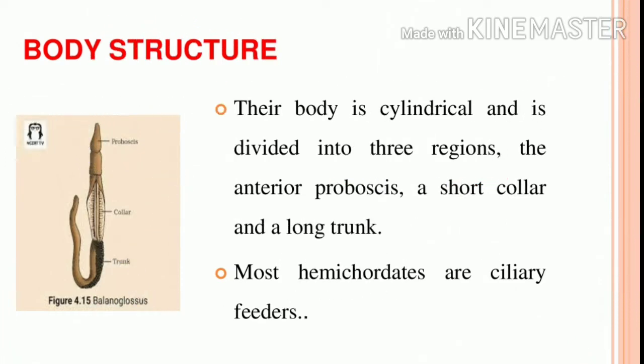Next is the body structure of the Hemichordata. See the diagram. The body is cylindrical, with three distinct regions. The upper part, the anterior part, is called the proboscis, and it has a short collar-like structure, and below, the posterior, is a long trunk-like structure. Most hemichordates are ciliary feeders. So this is the body structure of the Hemichordata.